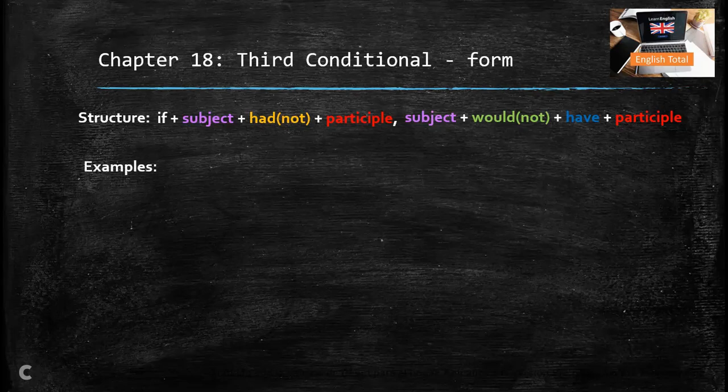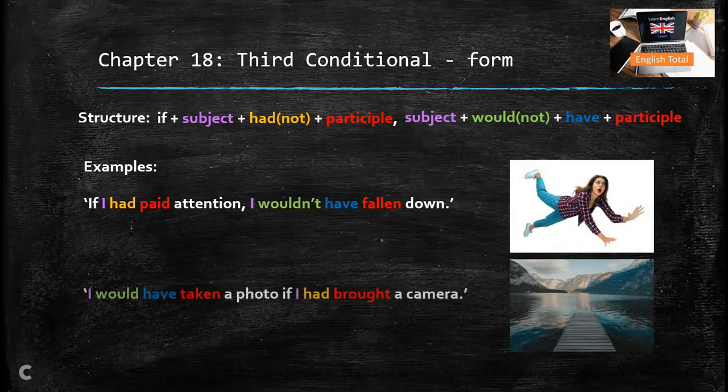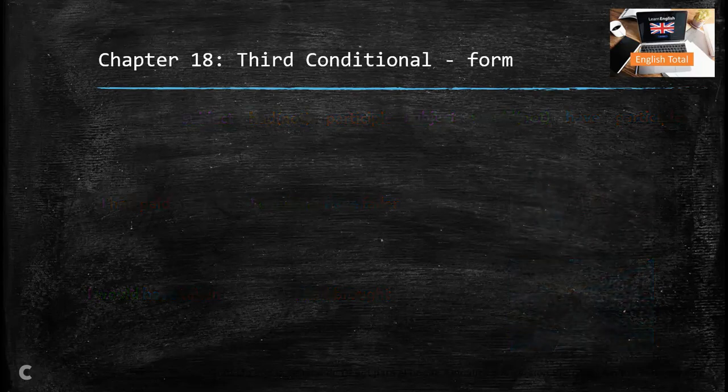Here are some examples. If I had paid attention, I wouldn't have fallen down. I would have taken a photo if I had brought a camera. As you can see, there are many different structures involved in the third conditional, but if you take the time to understand how it works, you'll find it's easy to use in conversation.